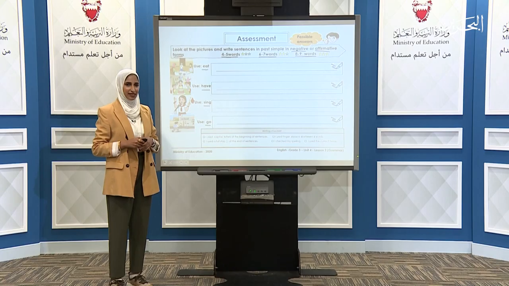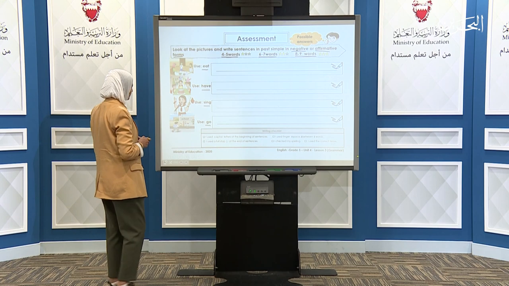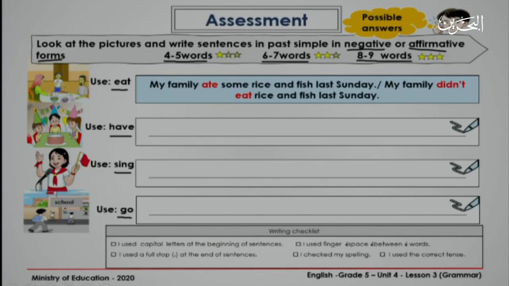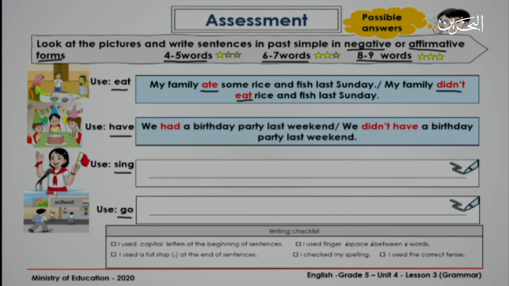Now let's look at some possible answers. My family ate some rice and fish last Sunday. My family didn't eat rice and fish last Sunday. Very good. We had a birthday party last weekend. We didn't have a birthday party last weekend. Excellent.